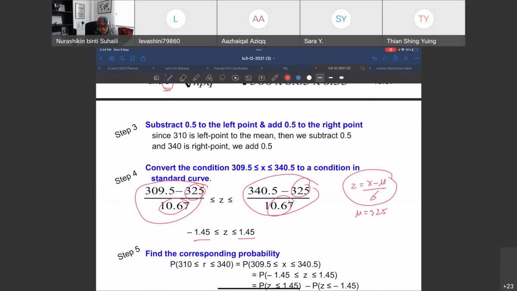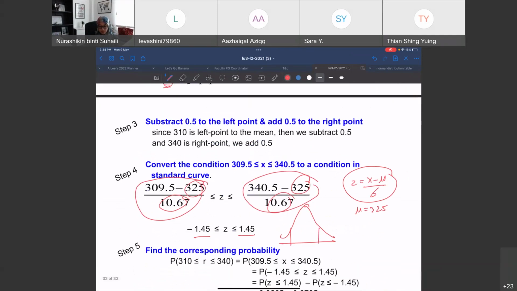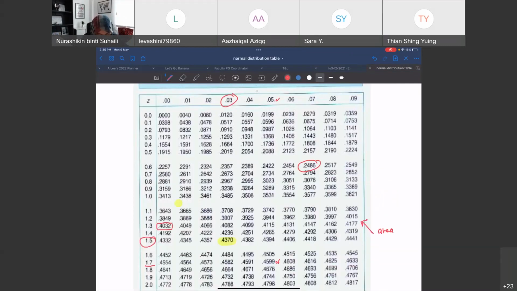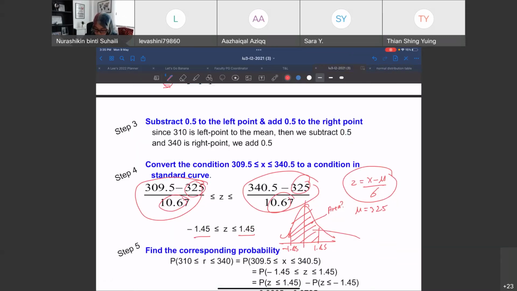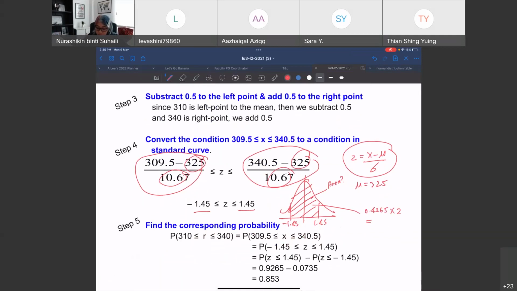Only then can you use the standard z table. So sketch the region. This one is easy because it is symmetric: minus 1.45 to 1.45 is the area you are looking for. Since it is the same value on both sides, you just apply the symmetric characteristic, and find the area on the right side when z equals 1.45. Look at the z table: 1.45 gives 0.4265. But you are considering both sides, so you have to multiply by 2. 0.4265 times 2 is 0.853.